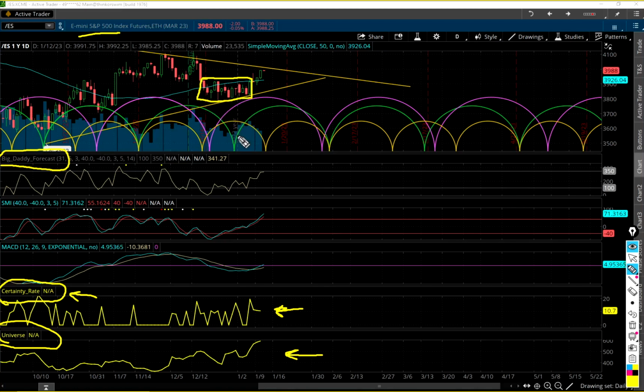Now, I do mostly swing trades. So that's what we're going to talk about, how I made some swing trades using the certainty rate. All right. So just a little context to understand flow, from a swing trader's perspective, and not a day trader. I don't really do much day trading.